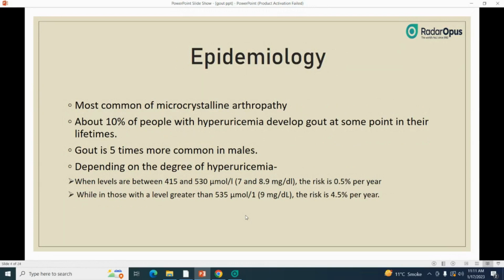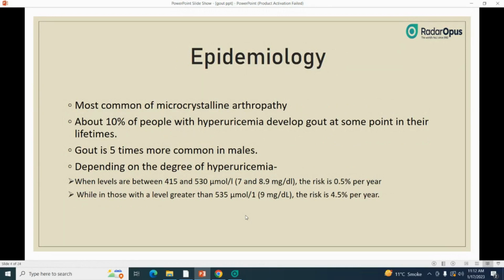Now let me discuss more about the causes of gout. The main cause of gouty arthritis is the underlying hyperuricemia, that is, serum uric acid level more than 6.8 mg per dL. Uric acid is the end product of endogenous and dietary purine metabolism, which is excreted by the kidneys.